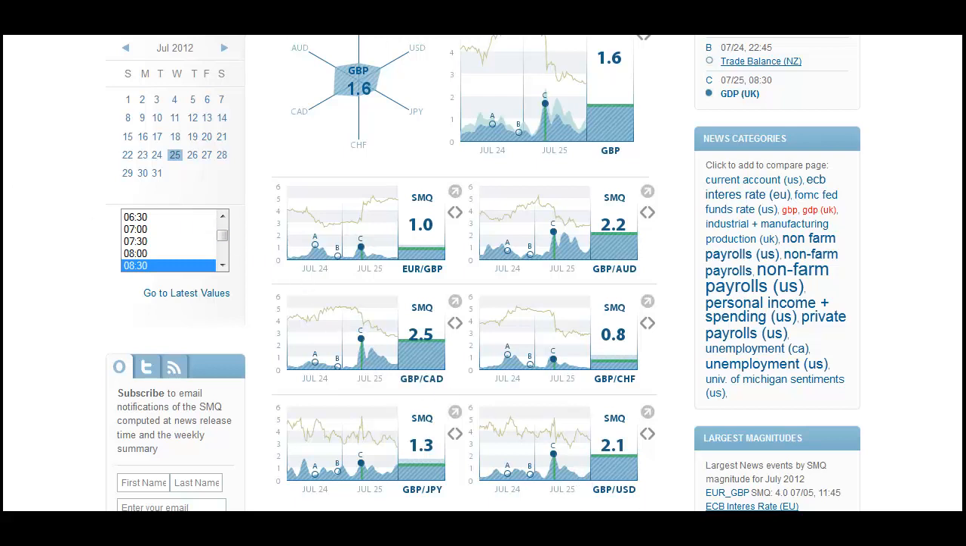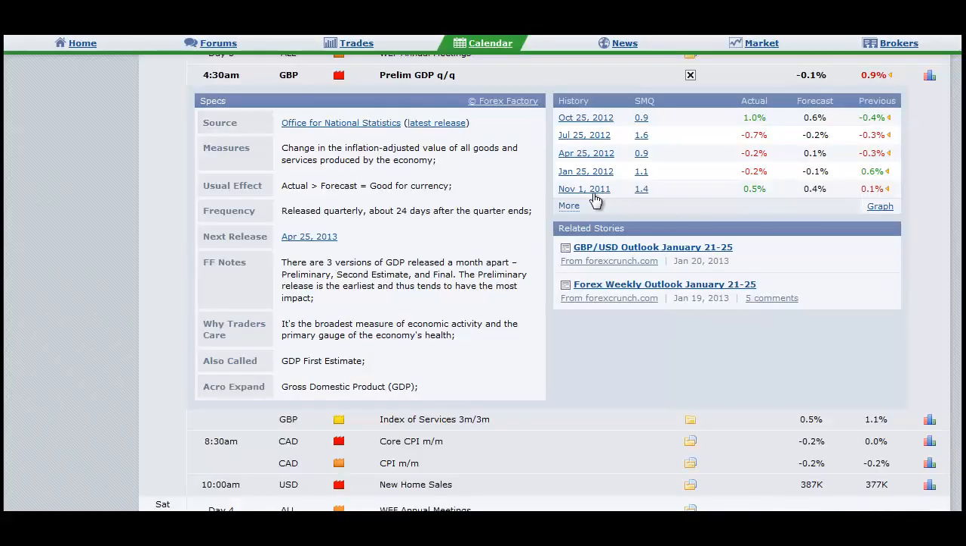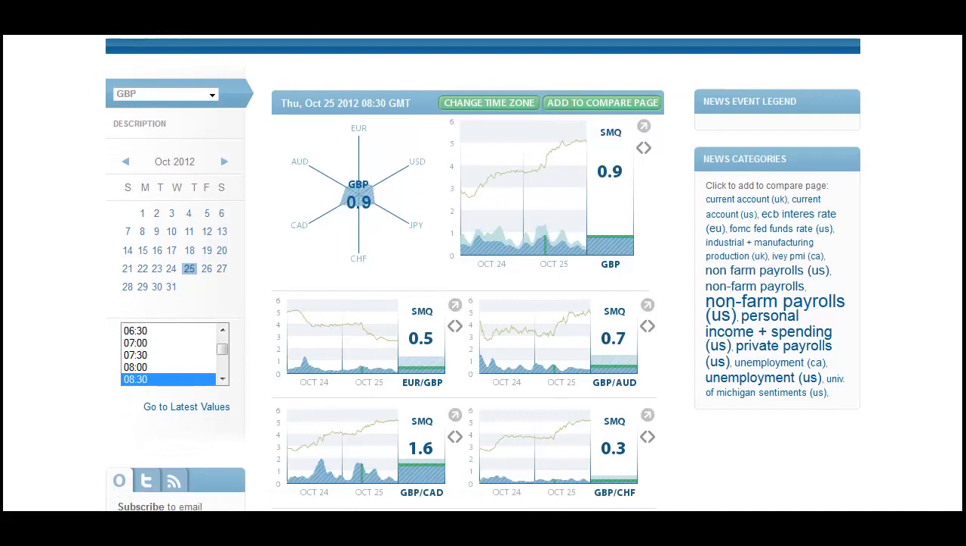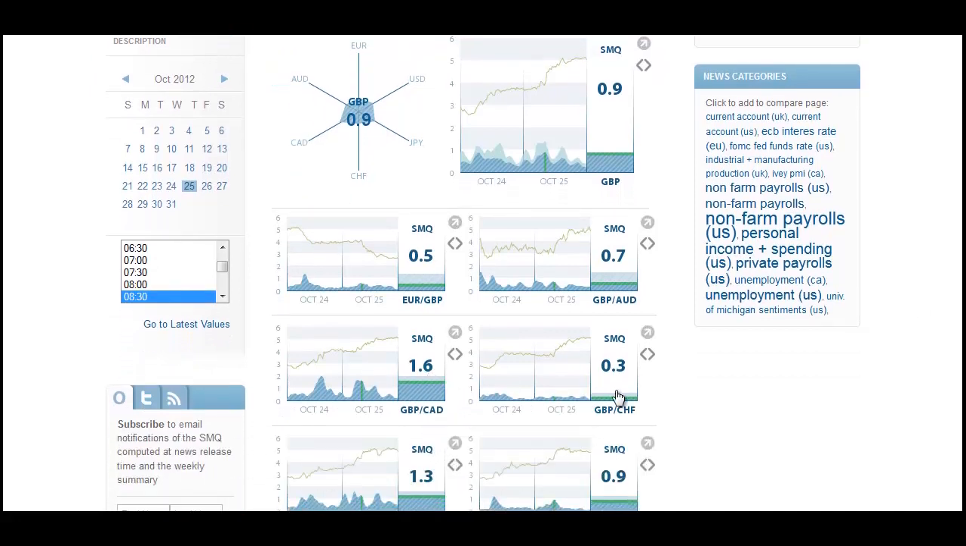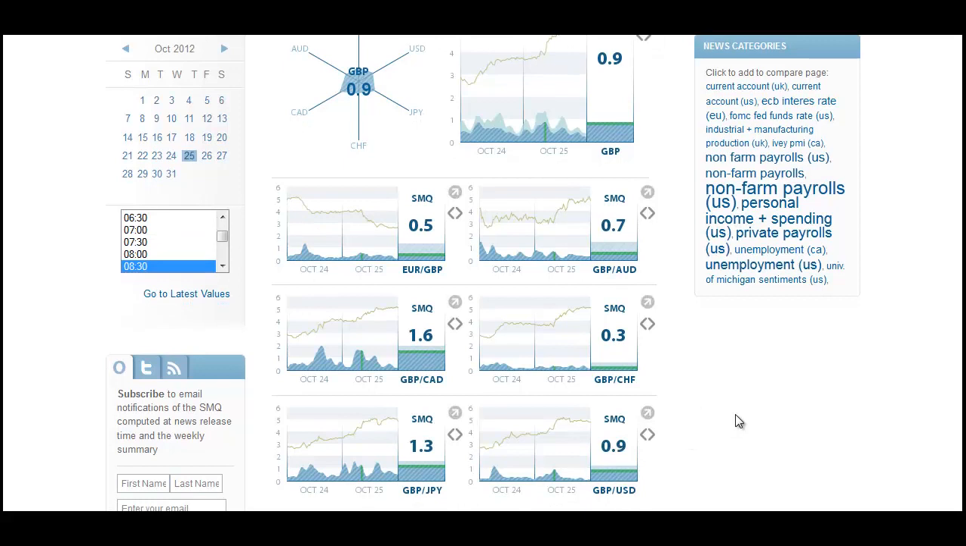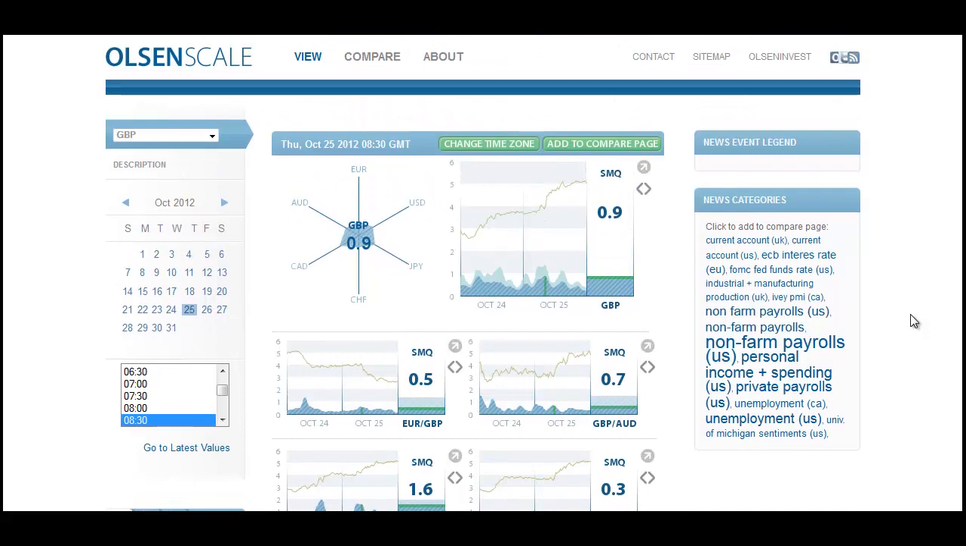Let's go back and take a look again at the Forex Factory calendar. Let's pick on a different one. Let's pick on October, the most recent. The most recent here under the scale of market quake. Let's go to October 25th and click on this 0.9, and it will bring up the Olsen scale, scale of market quake. And here we have the pound CAD at 1.6, the pound franc at 0.3, the pound yen at 1.3, the pound dollar at 0.9. What this is telling us is the pair that reacts the strongest to the news release.